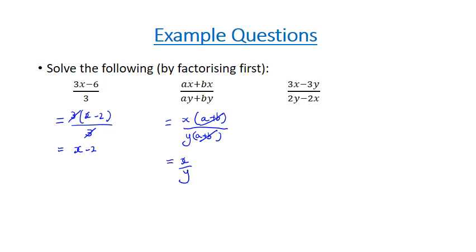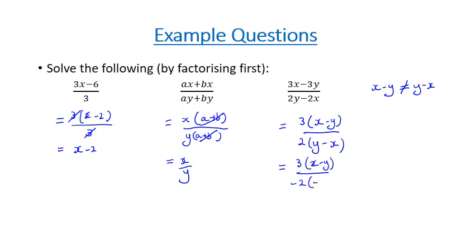In our last example, I'm going to take 3 out as a common factor at the top. That leaves me with x take y, and I'm going to take a 2 out as a common factor on the bottom. That leaves me with y take x. Now you can see that x take y is not the same as y take x. So rather than take a 2 out as a common factor, I'm going to rewrite this, and take out a negative 2. That leaves me with 3 x take y, and if I take a negative 2 out, that leaves me with negative y plus x.